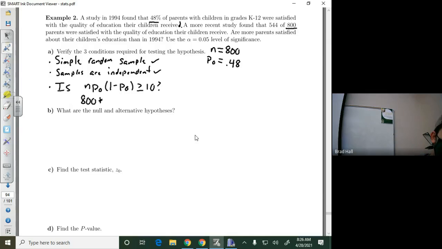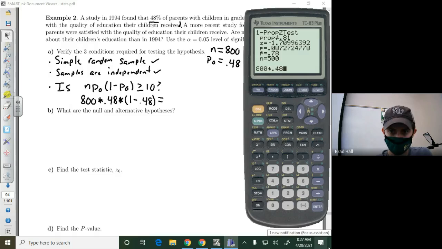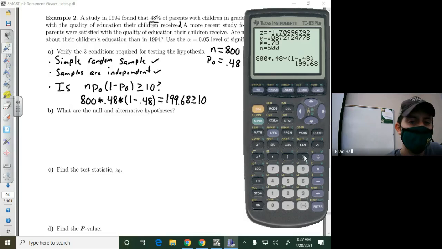So since we know these two values, we can quickly figure out: does this actually hold? Can we use hypothesis testing in this situation? So we can quickly plug this into the calculator. And we definitely get a number that's greater than 10. So this is true. So the third condition is true.